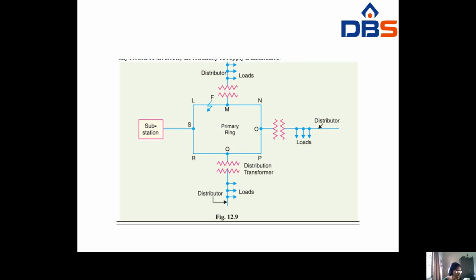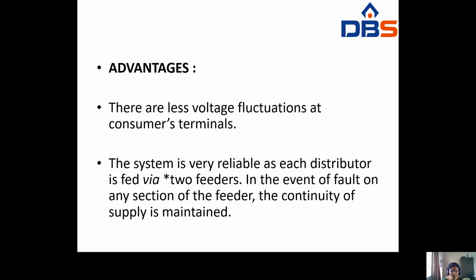Here, this one is a primary ring. For this primary ring, you have the substation. From this primary ring, you have the distribution transformers.